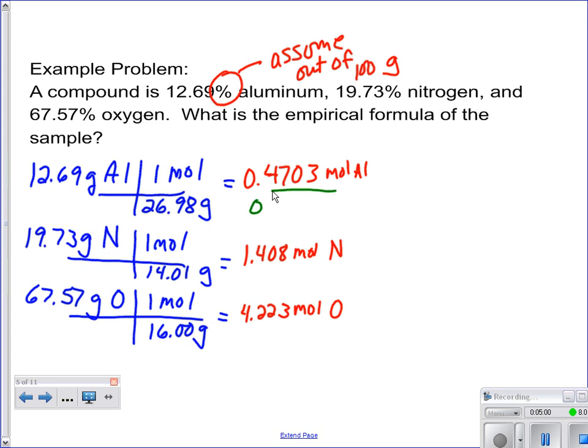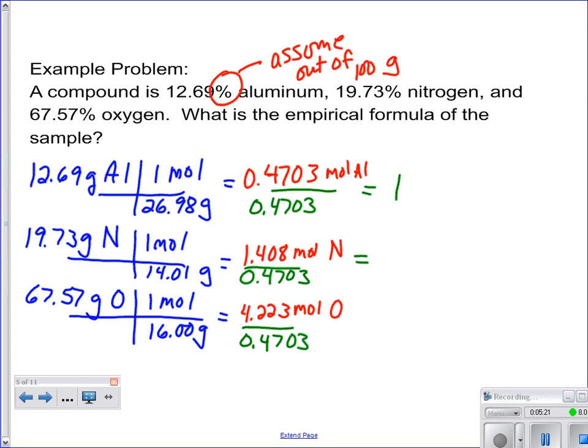So I look at that and I see, aha, right here, 0.473, that's the smallest. The reason I did that, my goal was to make one of these equal to 1, and everything else is going to be 1 or greater. So I continue with that. I divide by that smallest value. And I will just do the calculator really quickly.